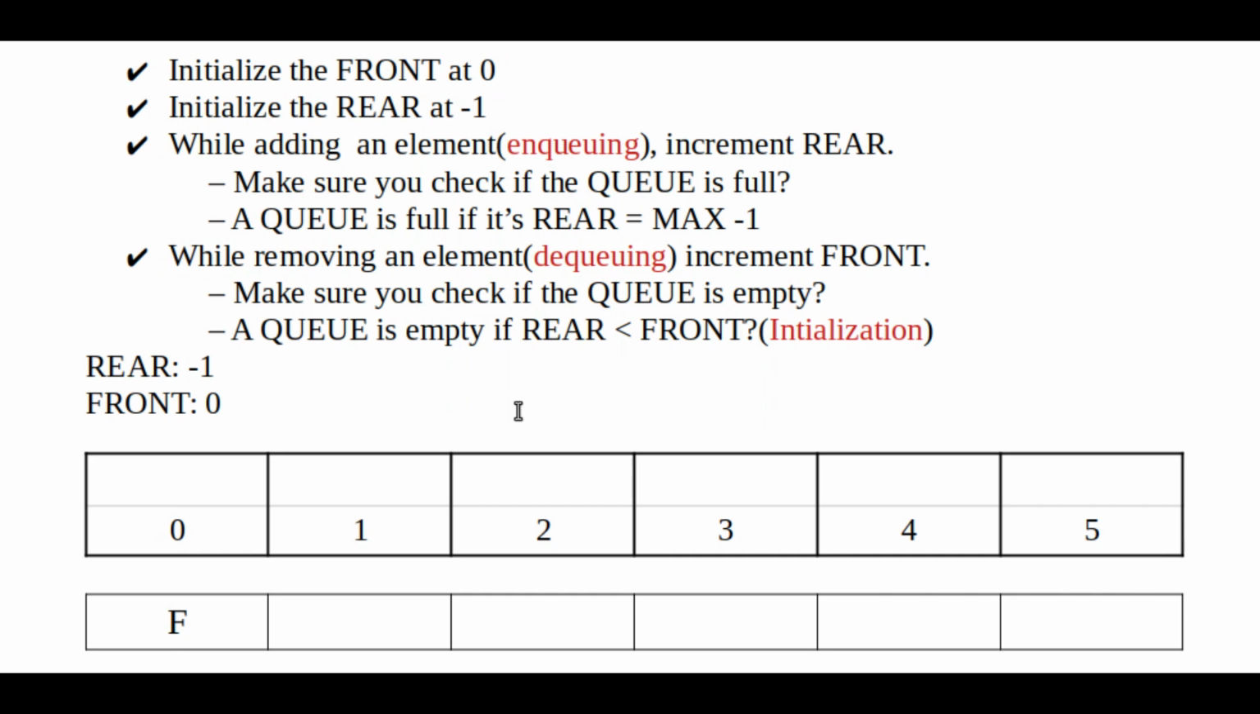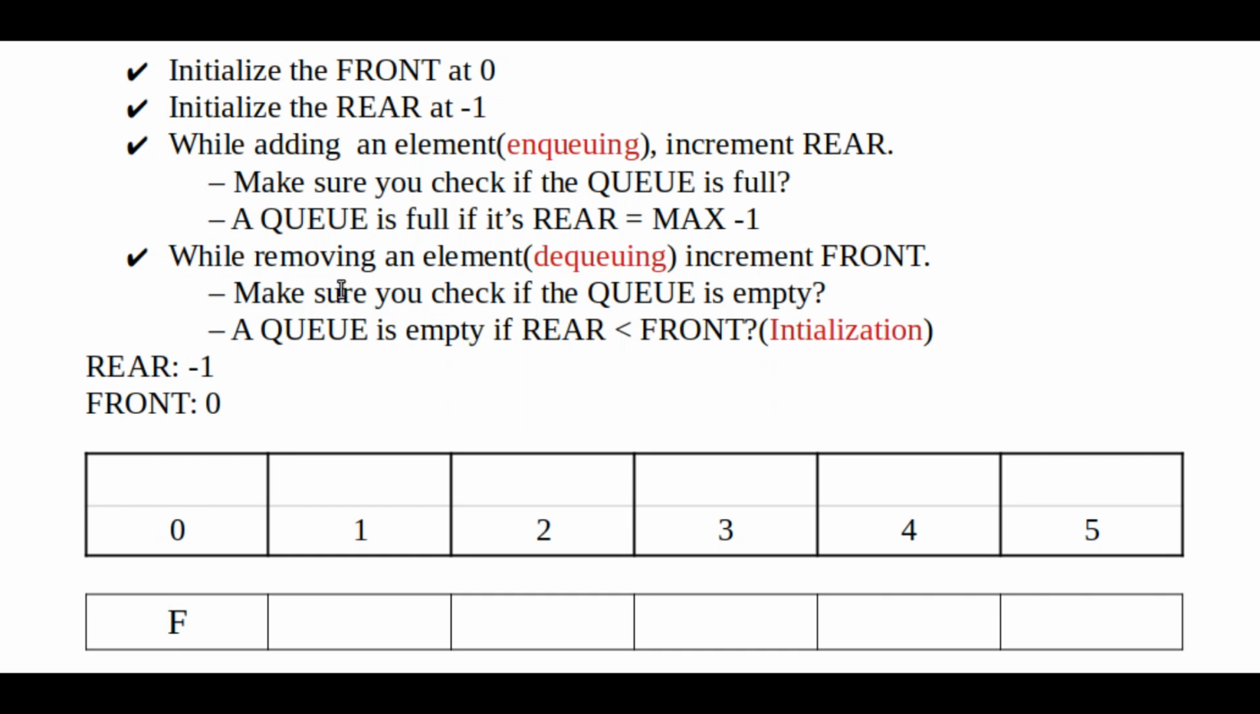Before we implement the queue, we need to initialize the front at 0 and the rear at -1. I've already told you that whenever we insert an element into the queue, we insert it from the rear position. So when we insert an element, we increment the rear index, and before we insert the element, we have to check if the queue is full. A queue will be full if its rear is at max -1, where max is the maximum size of the queue. I'll show you after a while how I came to this condition.